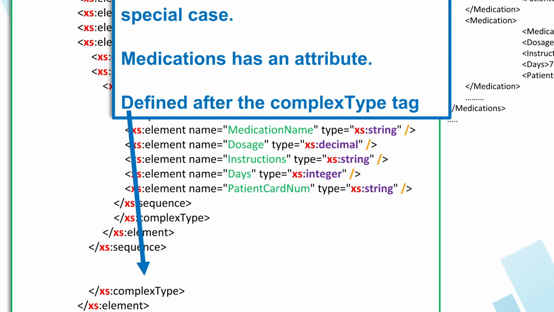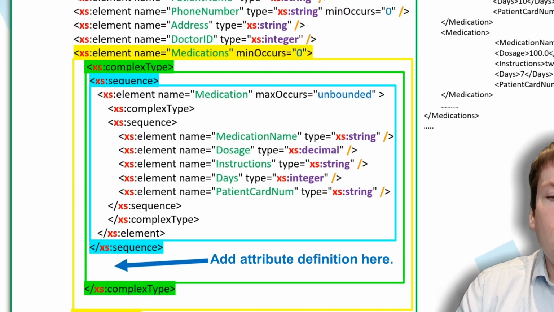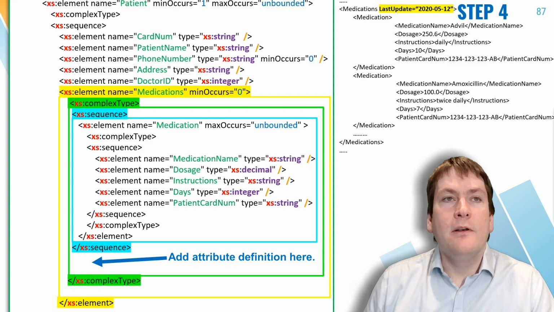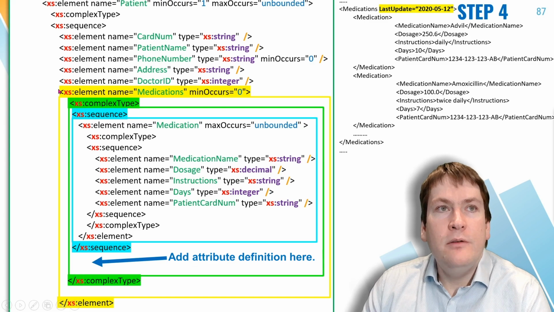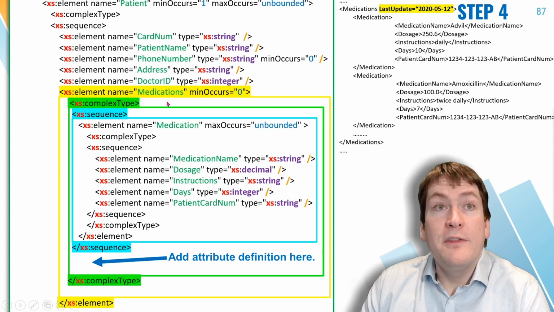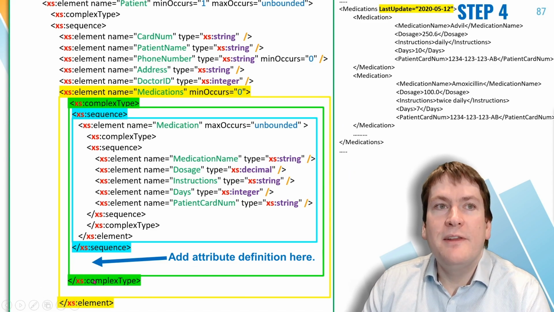Just like with the elements, we also need to define attributes in our schema. This definition is placed right between the closing sequence and complexType tags for our medication list. And it is important that it is placed exactly here, inside the complexType tag, but outside the sequence tag, for it to work correctly. So to give you a better idea, I've highlighted the different levels in this document. So in yellow here, we have the medications definition, and everything inside this yellow box is inside the definition of the medications element.